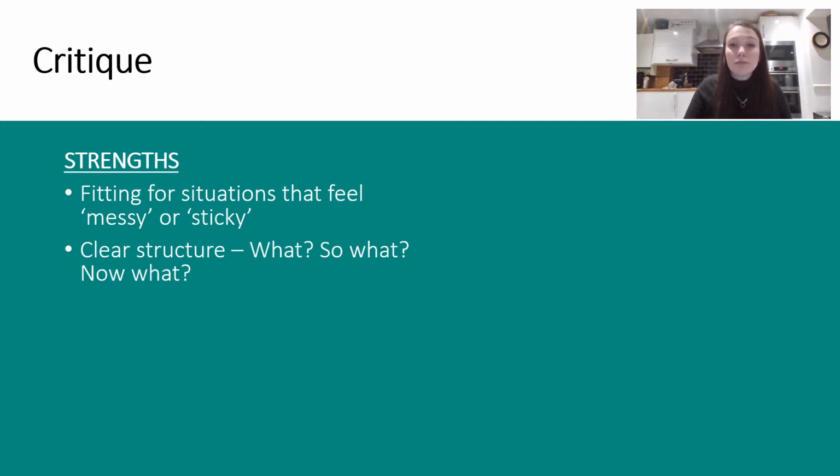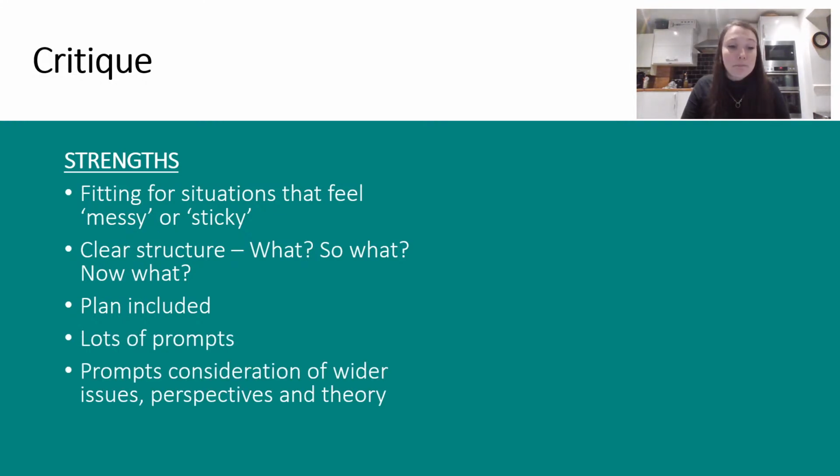It has a clear structure: what, so what, now what. Really clear. There is a plan section included as well, the now what: how are you going to apply all of this reflection and knowledge? There are lots of prompts that consider wider issues, perspective and theory as well. It's good for retrospective reflections, as I've said.